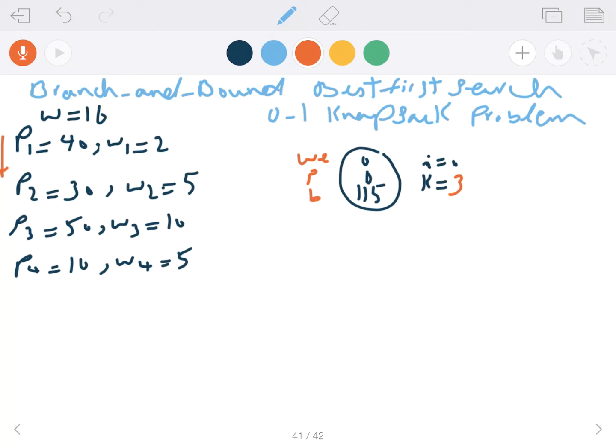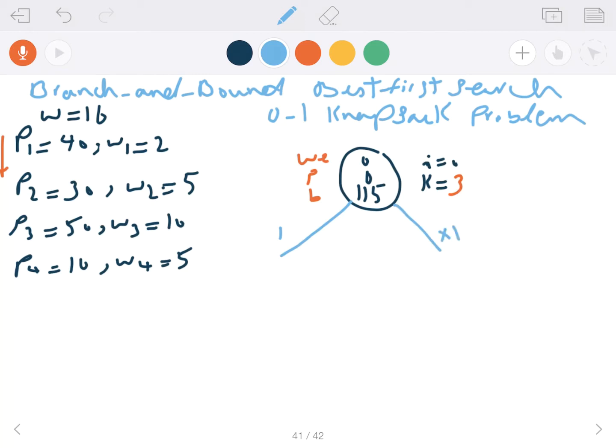Now, because we don't have any other node in this tree, we are inserting this node into the queue that we have. Then we are dequeuing or removing this node from the priority queue. Again, this is a priority queue because this is best-first search. We want to expand the node that is promising and has the higher bound. So if we expand this node, we'll have, on the right side, including item 1 and not including item 1.